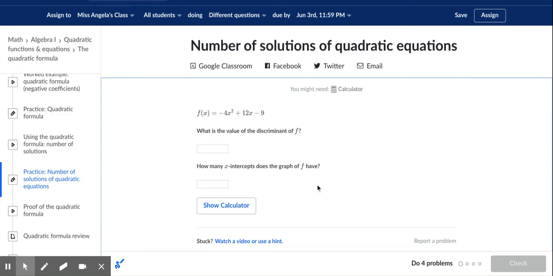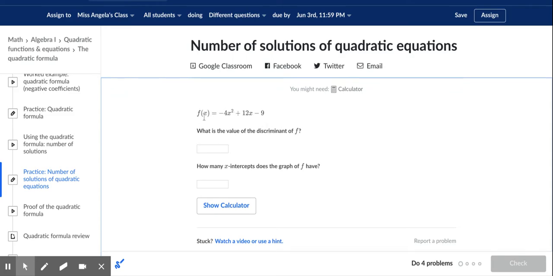Hey guys. In this video, we're going to talk about how we know the number of solutions that we're going to have to a quadratic equation based off of something called the discriminant. So first of all, we know that in general, we're going to have two solutions to a quadratic equation.